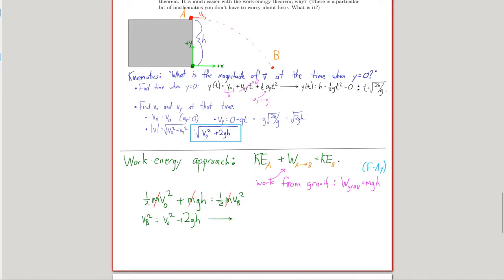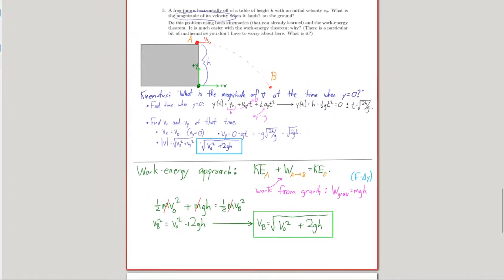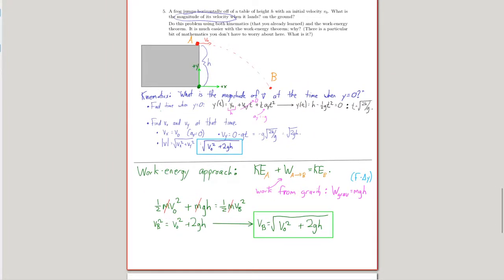And then, as you might expect, vb is just the square root of all of that, of v naught squared plus 2gh, which is the same result we got before. So that was a lot easier, right?